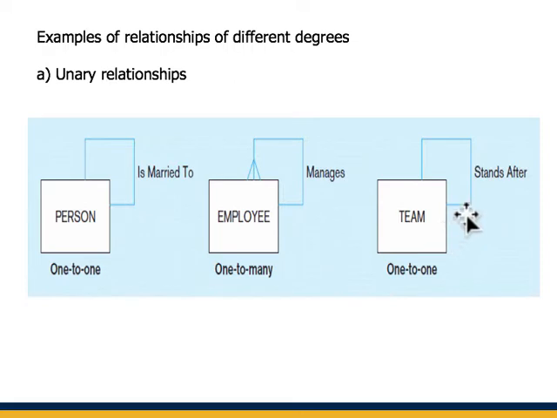Again, one-to-one example: one team stands after the other on the podium, let's say. So only one team stands after the other team. If you want to model that multiple teams stand after one team, you can make this side the crow's foot. Then it'll say multiple teams stand after one team.